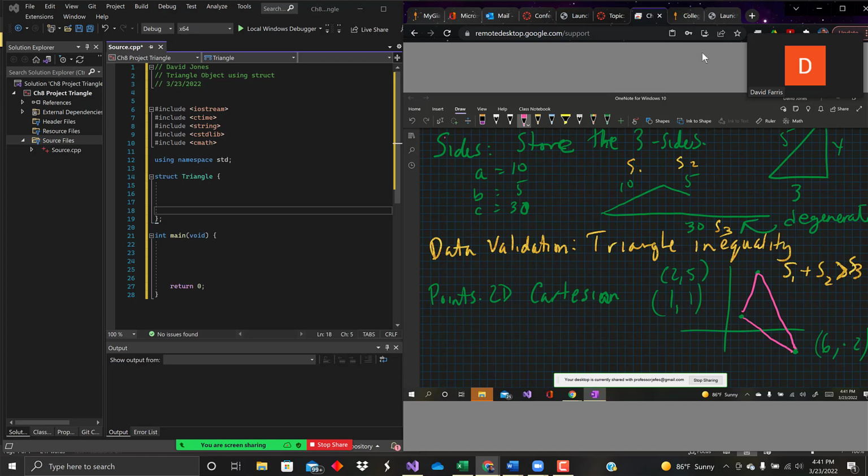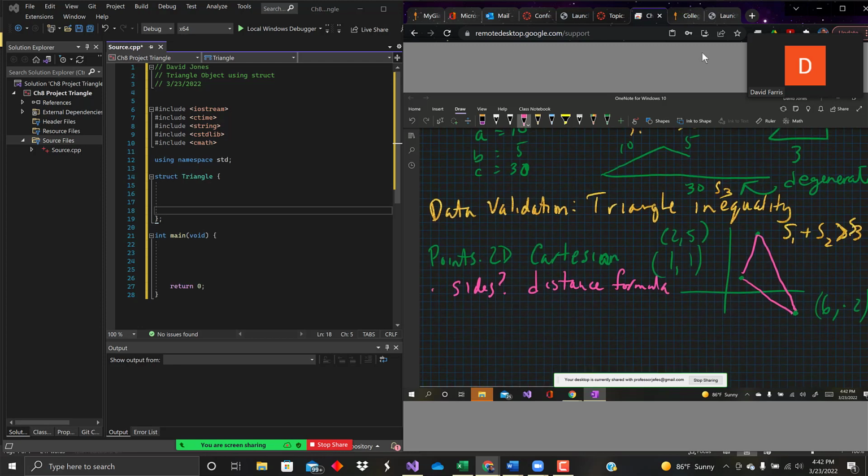So can we find the lengths of the sides? Yes. How? You forget what the name of the formula is. It's called the distance formula. Distance formula. Thank you. So we can do the sides. That's a check mark.